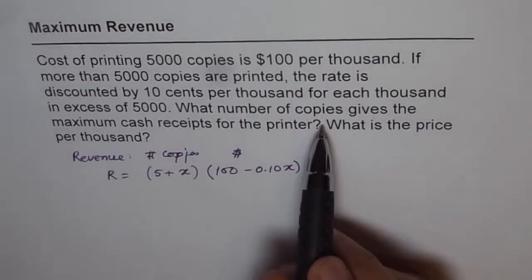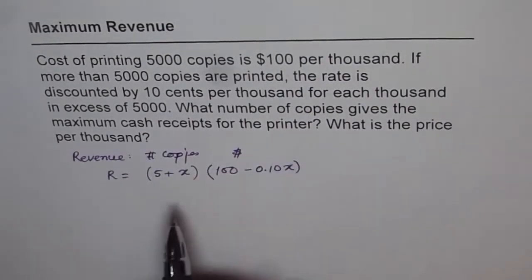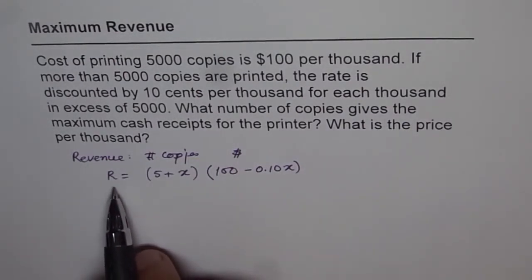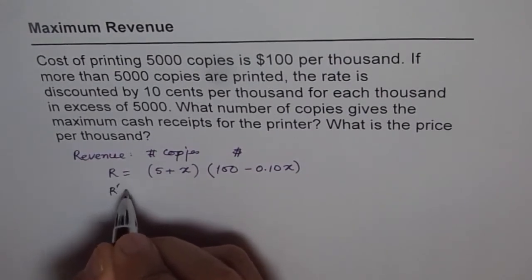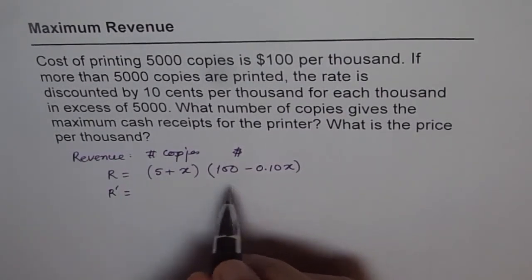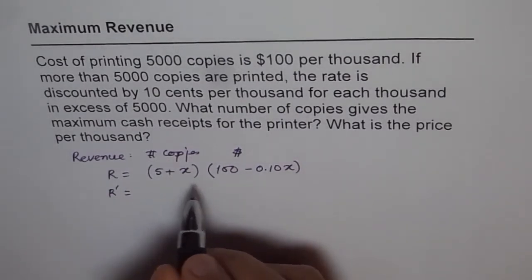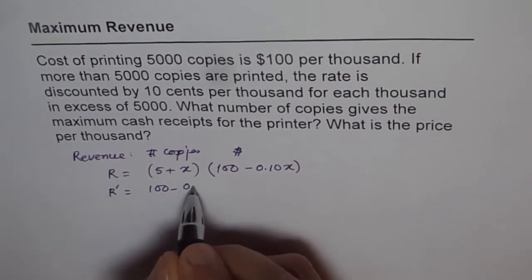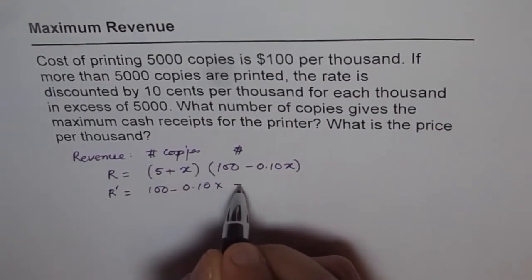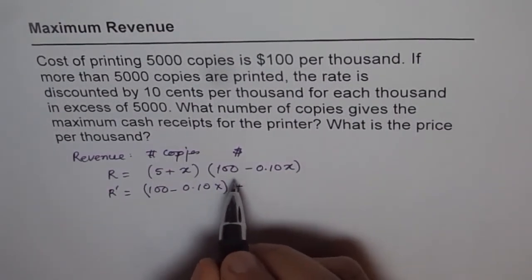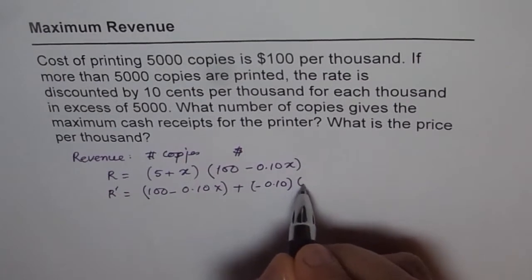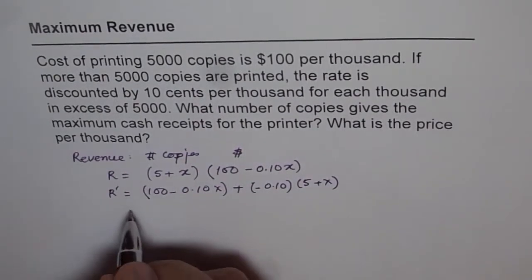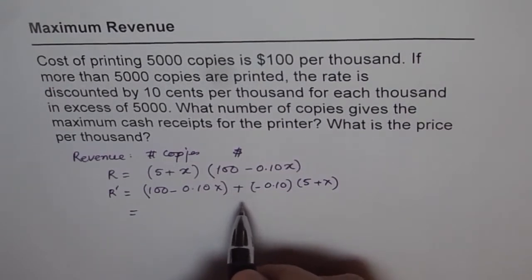When it says what number of copies gives the maximum cash received, basically what you need to find is the derivative of this function and then the critical number, equate it to 0 and get your answer, correct? So we can have r dash equals, you can apply the product rule. The derivative of 5 plus x is 1, and you get 100 minus 0.10x, plus, that's the first term, the derivative of the second term, which is minus 0.10 times 5 plus x, correct? And then we can expand this and solve for x.